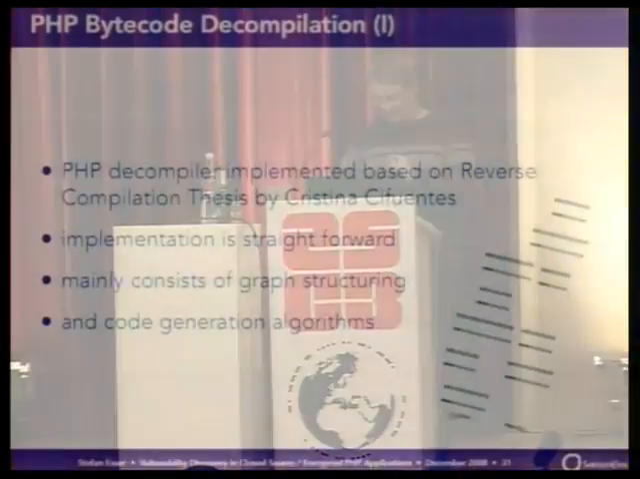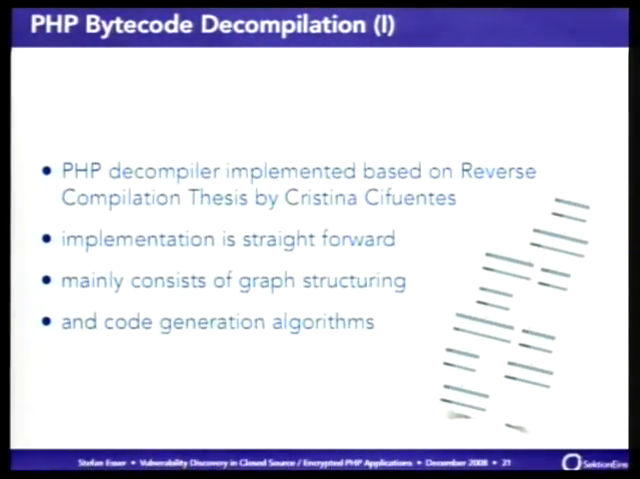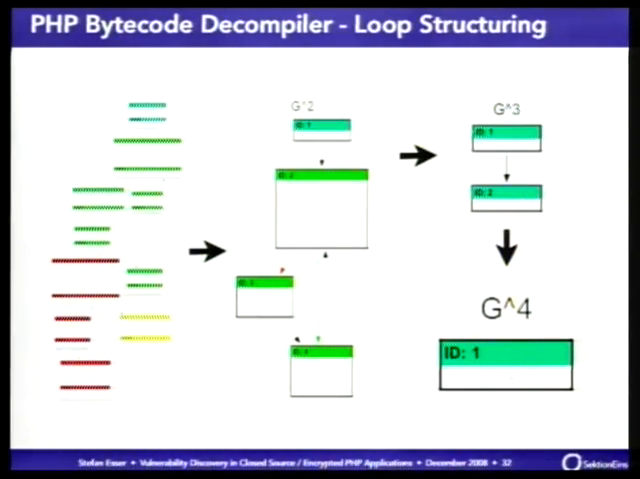So the implementation of a decompiler for PHP was very straightforward, and it mainly consists of graph structuring algorithms, and after you have structured the graph, the code flow graphs of the functions, you can create PHP code from there. To show you how this looks, on the left side you have the code flow graph of some PHP function.